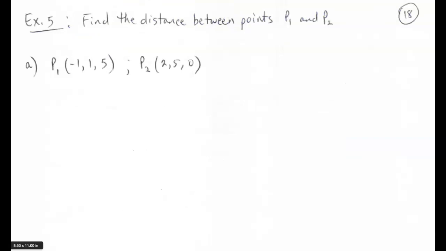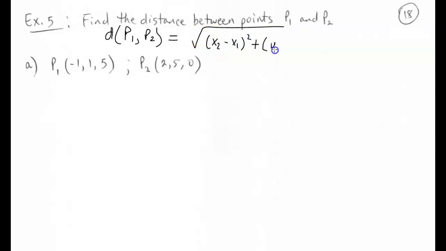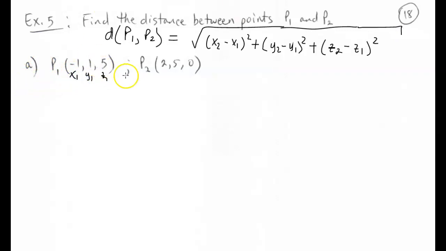All right, so next what we need to do is find the distance between 2 points in 3D space. And of course, we know that the distance between some points P1 and P2 is simply the square root of x2 minus x1 squared plus y2 minus y1 squared plus z2 minus z1 squared. Okay, so we can just label this x1, y1, z1. And this will be x2, y2, z2, and we'll literally just plug it in.